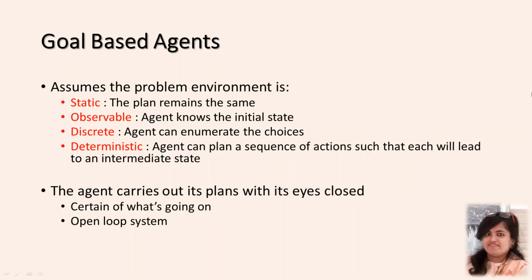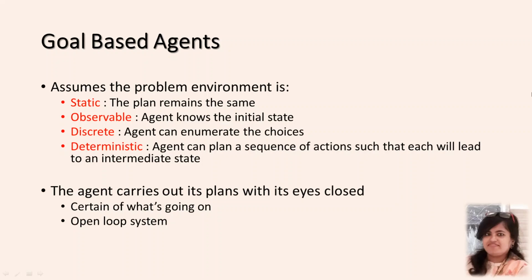So what does it mean to be static? That is, the plan, how to reach the goal state. As it's a goal based agent, the primary objective of the agent is to reach the goal, so the plan remains the same, that is static over here. Then observable, that is, the agent knows the initial state. Discrete, the agent can enumerate the choices.